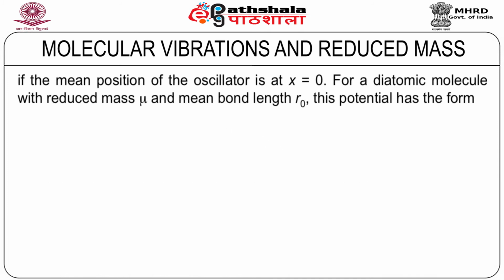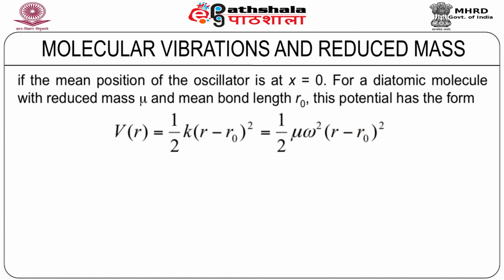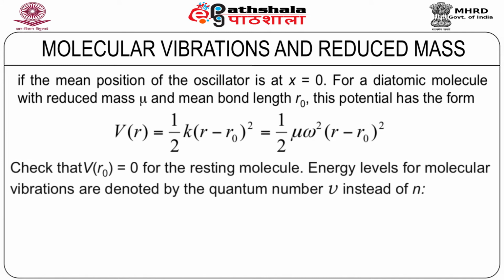So if the mean position of the oscillator is at x equal to 0. Now for a diatomic molecule with reduced mass mu and mean bond length r0, this potential has the form V(r) equal to half k times (r minus r0) square, equal to half mu omega square times (r minus r0) square. So you can check that V(r0) is equal to 0 for the resting molecule, because r0 is the bond length, so the molecule vibrates around its bond length. It is compressed or elongated around its bond length. So the resting position corresponds to r equal to r0 when V is equal to 0.